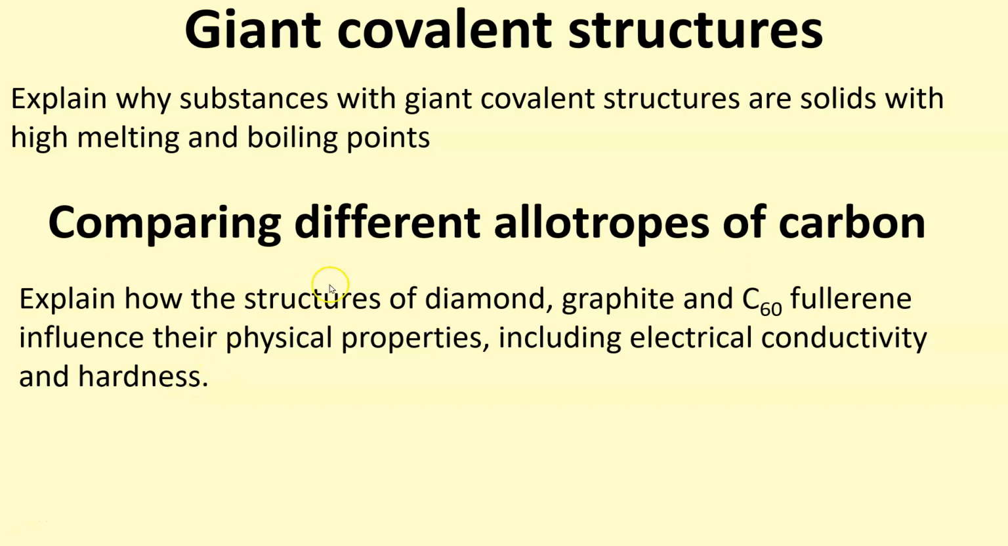This video tutorial covers giant covalent structures and explains why they are solids with high melting points and high boiling points. It also compares different allotropes of carbon. So this will include diamond, graphite and C60 fullerenes.